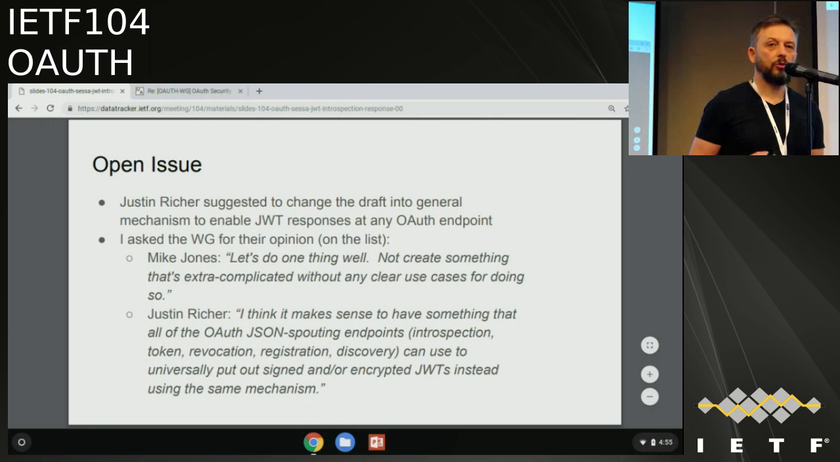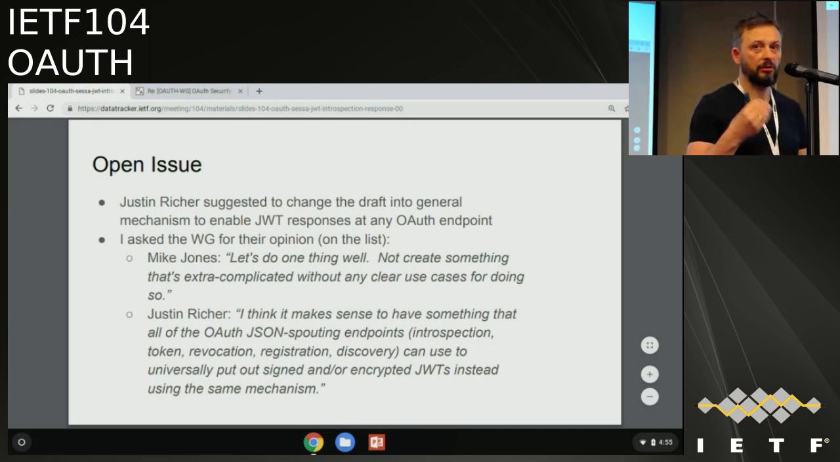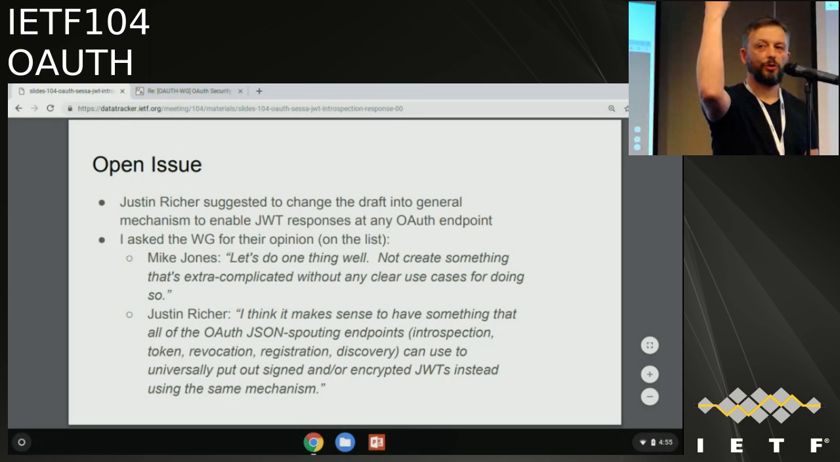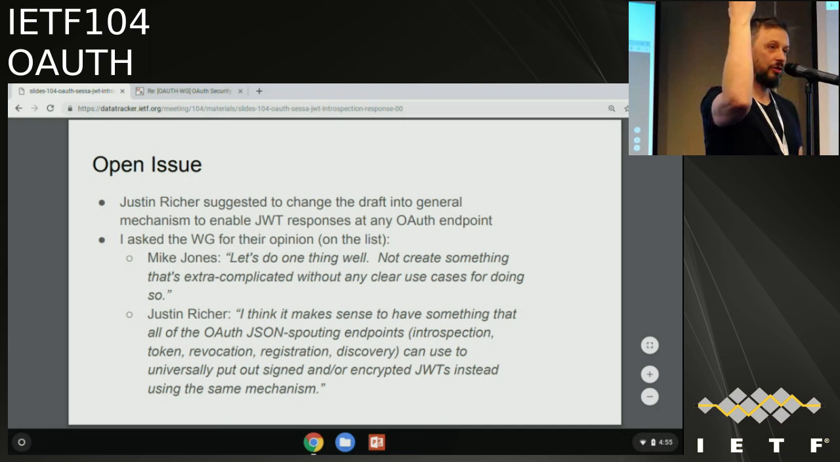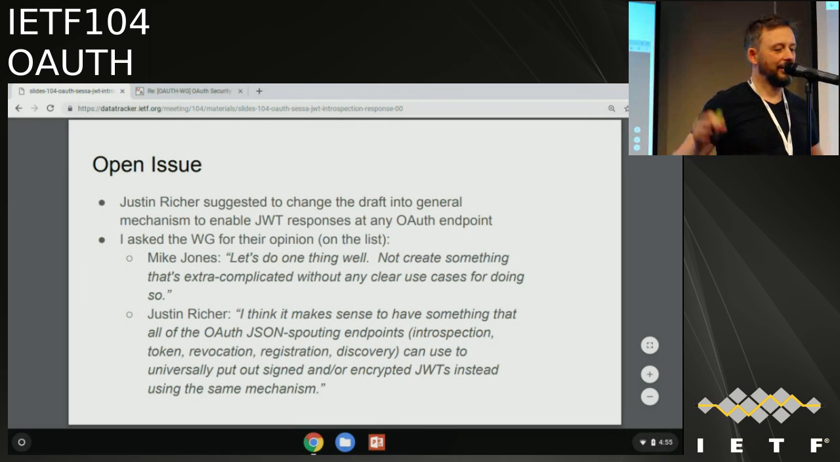Justin suggested to change the draft into a more general mechanism to enable JWT responses at any kind of OAuth endpoint, meaning introspection, registration, revocation, and so on. I brought that question up at the last meeting and also posted to the mailing list exactly that question. And there were exactly 2 postings reacting to my question, and exactly both in completely different directions. So Mike just said, let's do one thing well. And Justin reiterated his support for his proposal to make it a more generic mechanism.